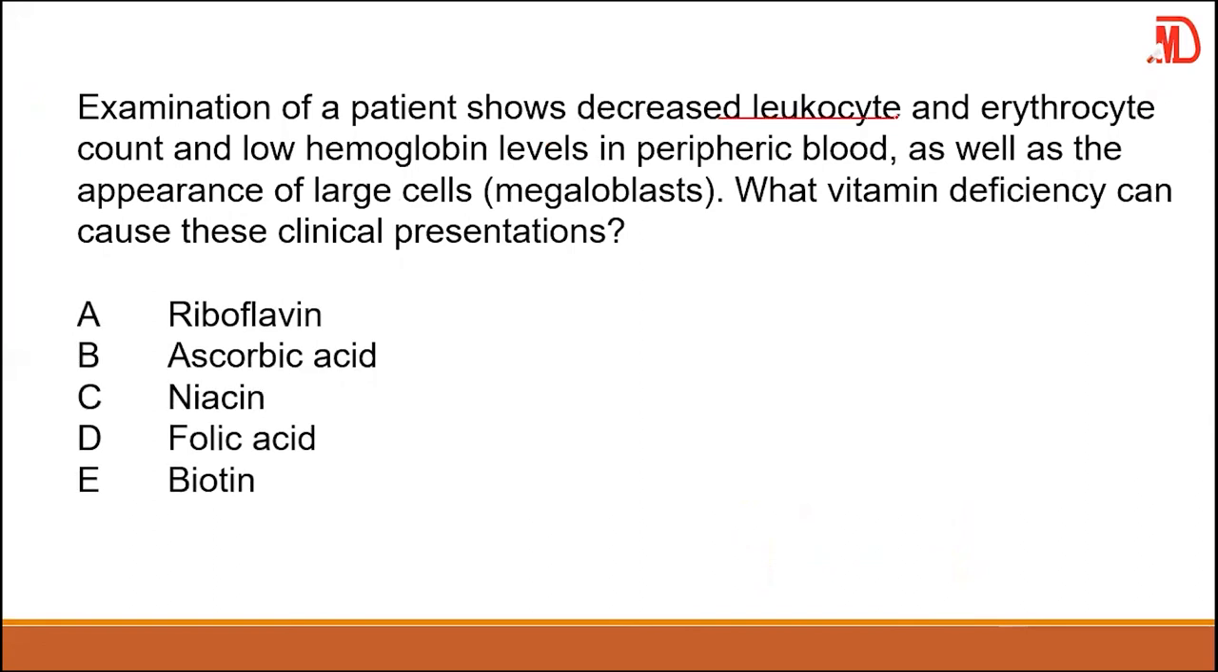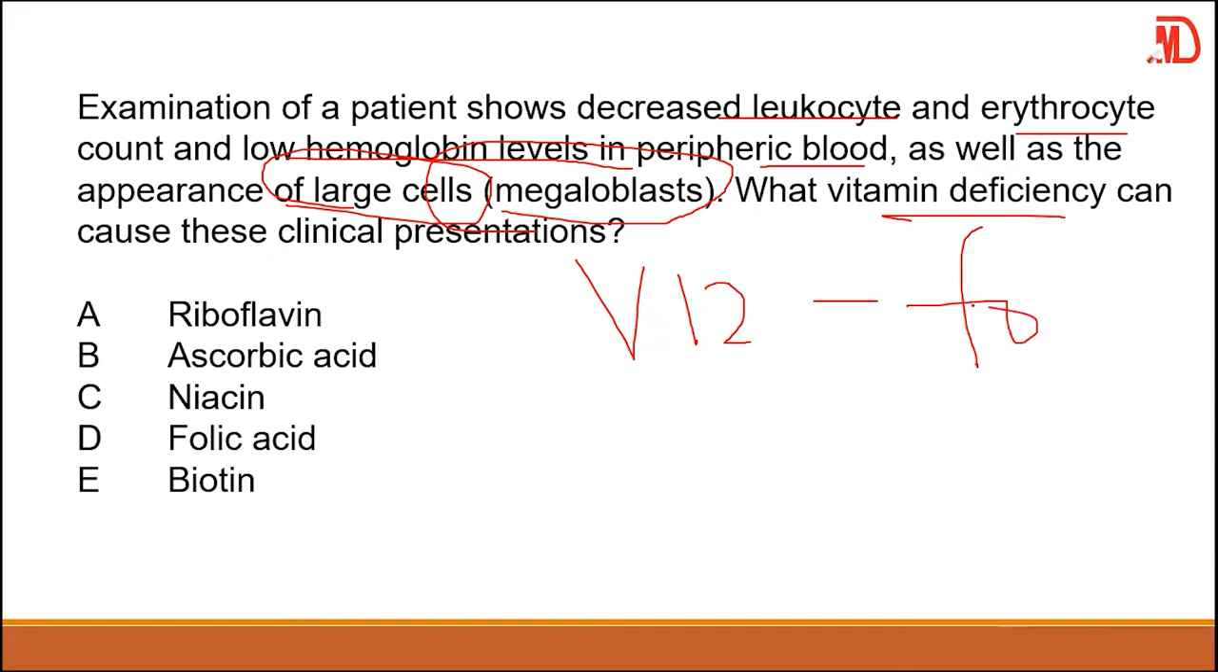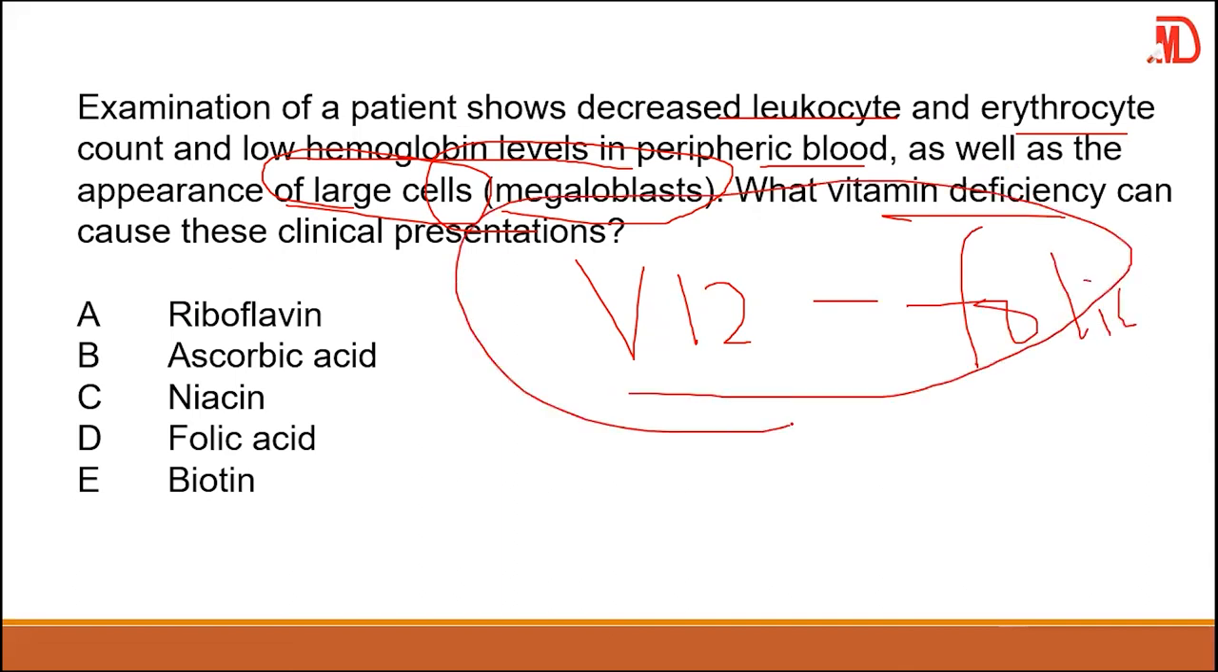Examination of a patient shows a decreased leukocyte and erythrocyte count and low hemoglobin levels in the peripheral blood, as well as the appearance of large cells. Guys, this is your major clue: megaloblastic, or megaloblast. So basically, I'm talking about anemia, isn't it? Megaloblastic anemia or macrocytic anemia. What comes to mind? Of course, you are thinking of either vitamin B12 or folic acid. A deficiency of these things can lead to megaloblastic anemia. So looking at your choices, your right answer is folic acid.